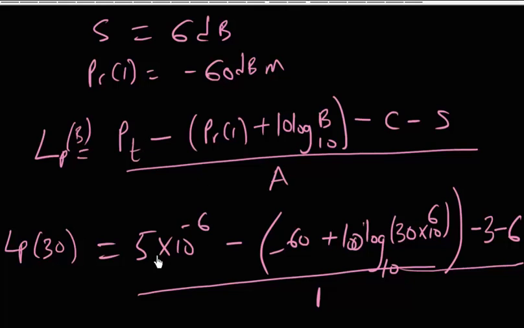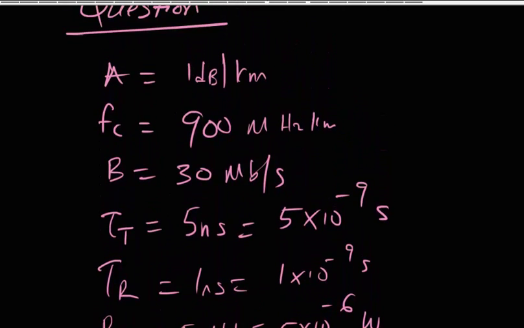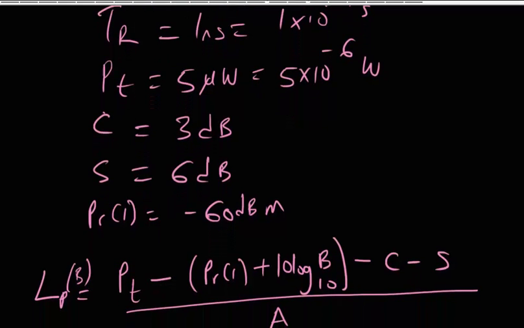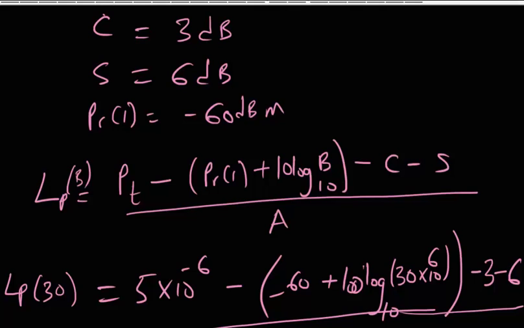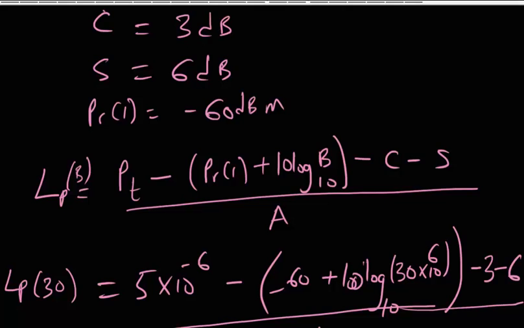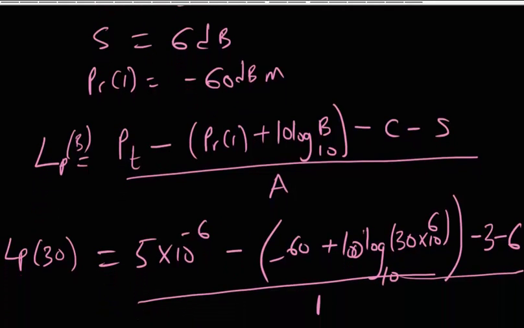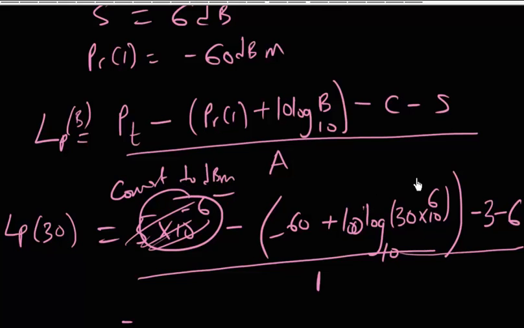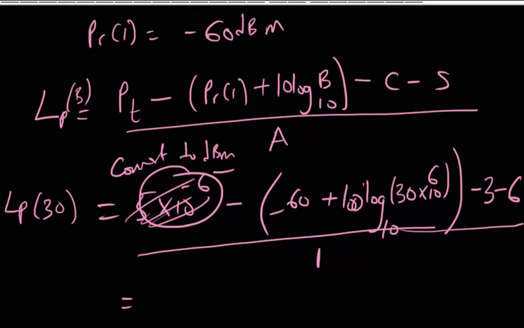Well, we can say PT equals 5 microwatt. So that means PdBm equals 10 log of 5 times 10 to the power minus 6 over 1 times 10 to the power minus 3. Convert this, please.